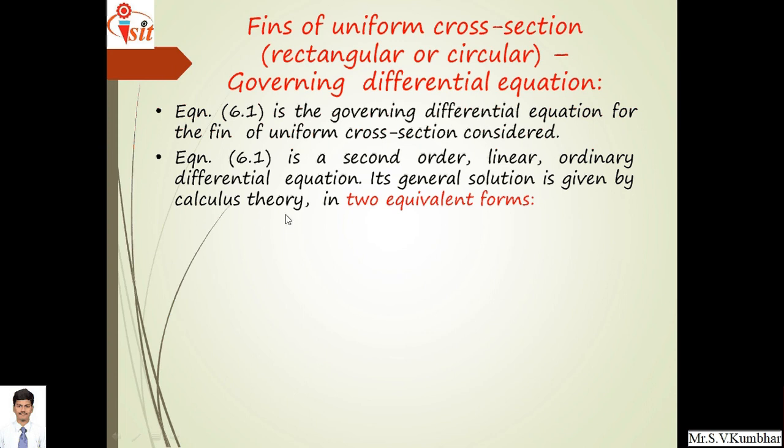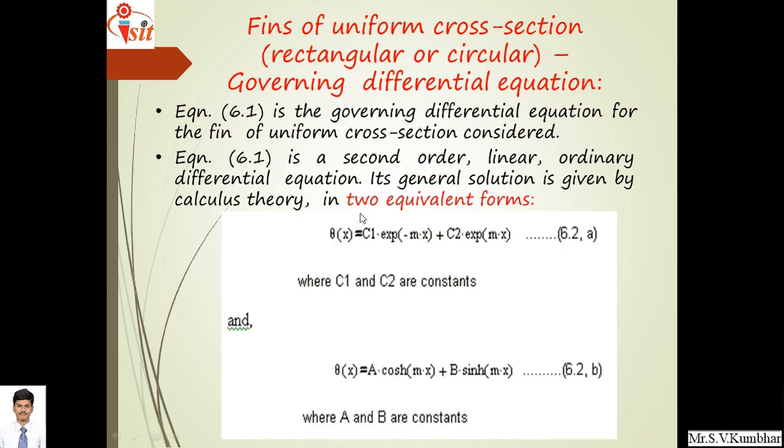As I said, equation 6.1 is known as the governing differential equation for a fin of uniform cross-sectional area, and it is a second order linear ordinary differential equation. Its general solution will be given by two equivalent forms. The first solution is theta(x) equal to c1 exponential of minus mx plus c2 exponential of mx, where c1 and c2 are constants, and theta(x) equal to A hyperbolic cos mx plus B hyperbolic sin mx, where A and B are constants.